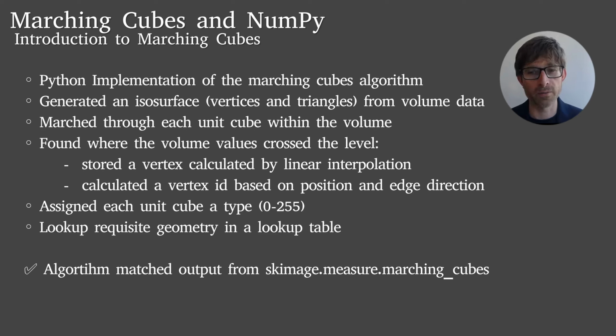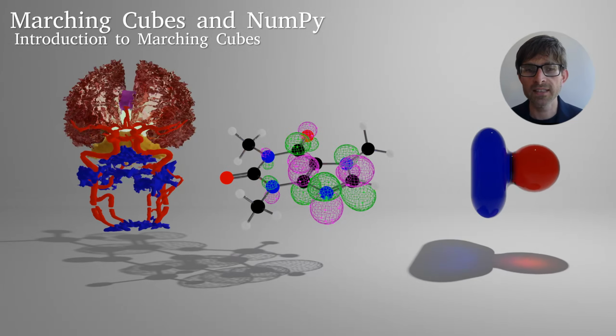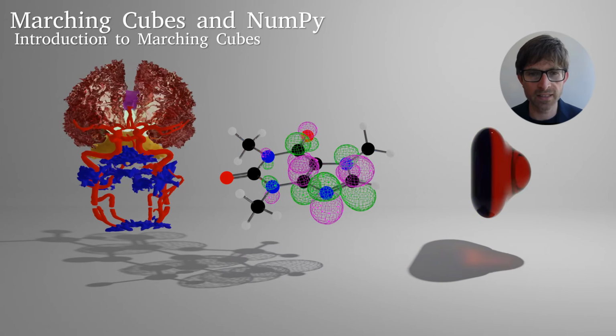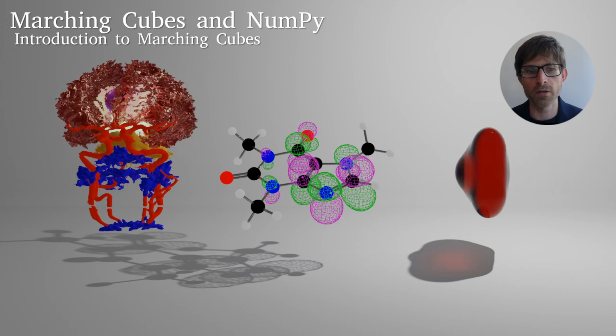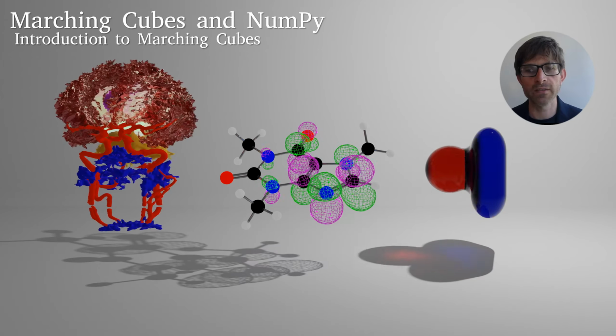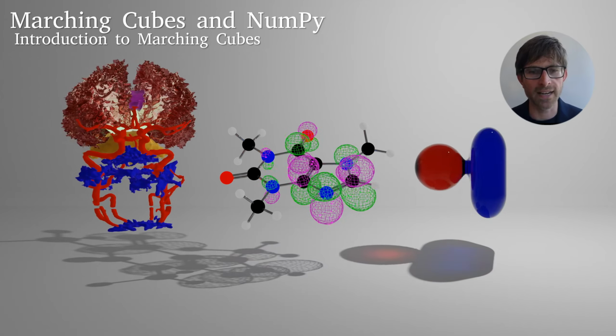Overall, our algorithm works well, and there's a match between our implementation and the implementation found in the scikit-image package. But this is only the first part of the story. In the next video in this series, we will look at how we can convert most of these operations to methods on NumPy arrays, and this will give us a substantial speed up in code execution.